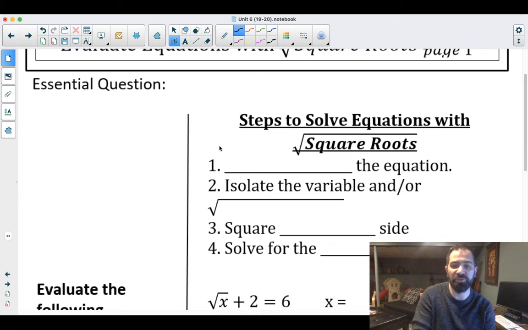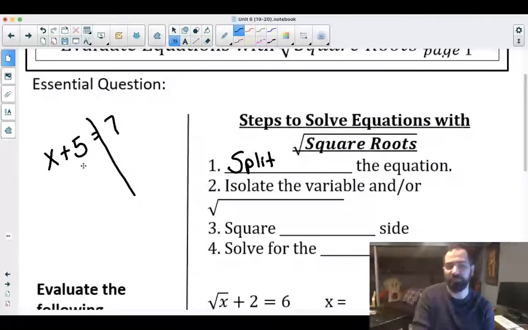these equations. First thing you want to do is split the equation. And remember, splitting the equation is like when we have x plus 5 equals 7. Splitting the equation means draw that line right down there. You have one side is the left, one side is the right. That is splitting the equation.